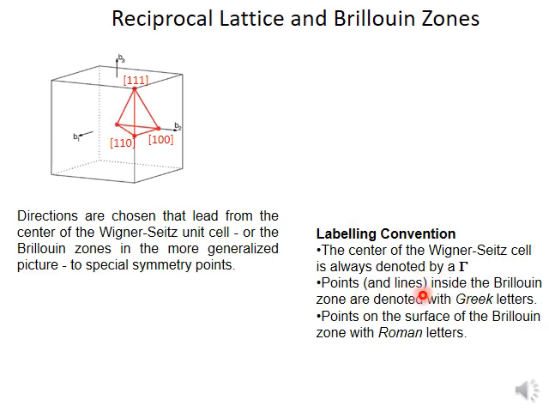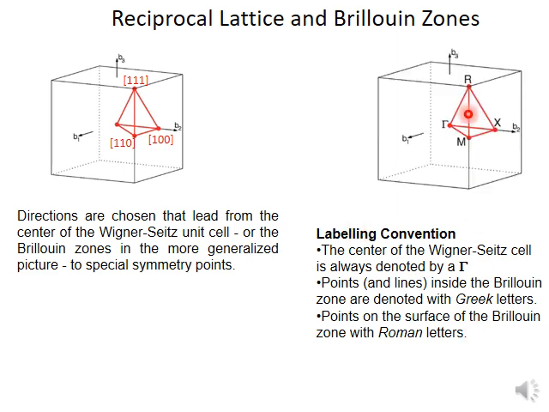Then you have points which are inside the first Brillouin zone. They are represented by a certain Greek letter, for example gamma. We would see there are other points as well. And then the points on the surface of the first Brillouin zone, like these three points we have shown here, are represented by a certain Roman letter. So for a cubic crystal, this is how it looks.